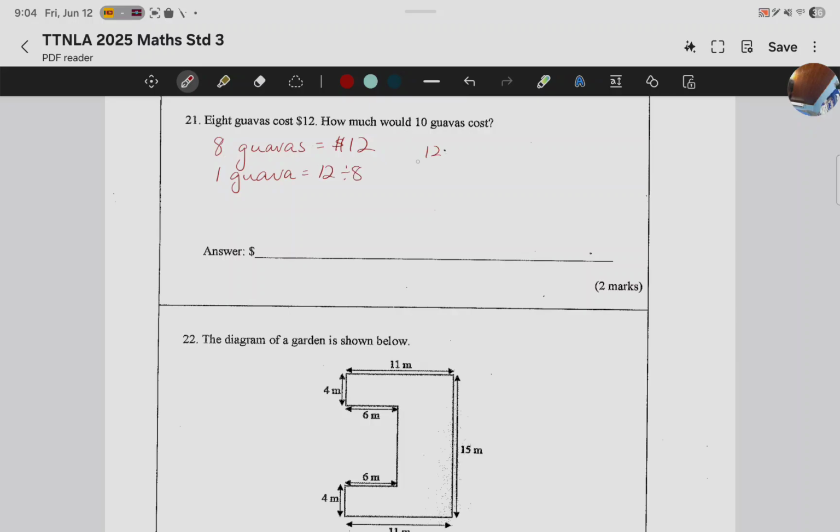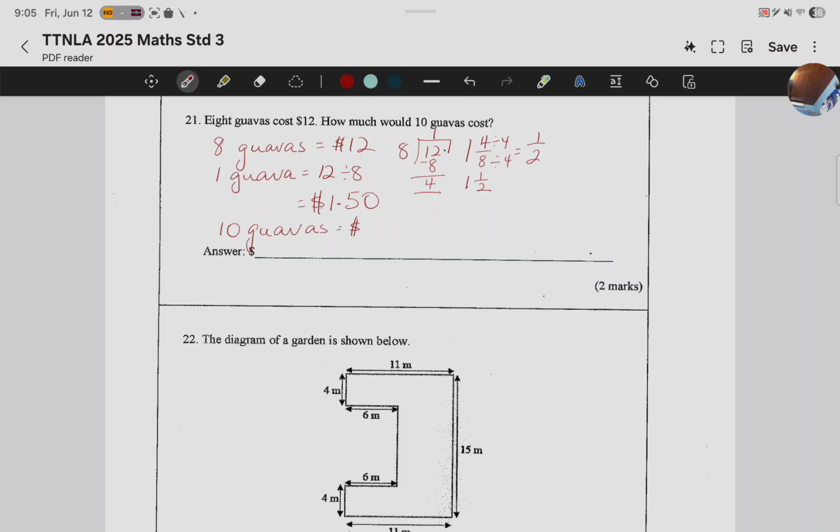And 12 divided by 8. 8 can go into 12 one time. 1 8 is 8. Subtract 4. So this becomes 1 and 4 eighths. 4 eighths now could be reduced to 1/2. So we have 1 and 1/2. So this represents $1 and a half of a dollar. Half of a dollar is 50 cents. So this is $1.50.